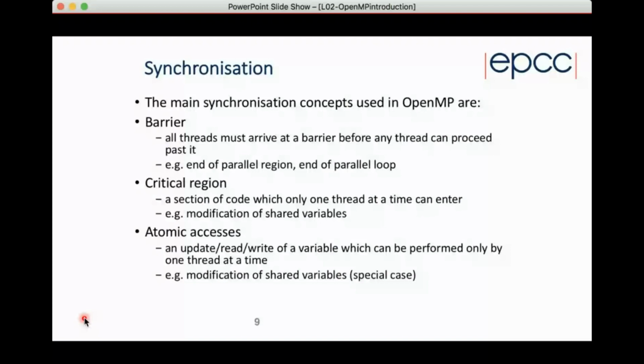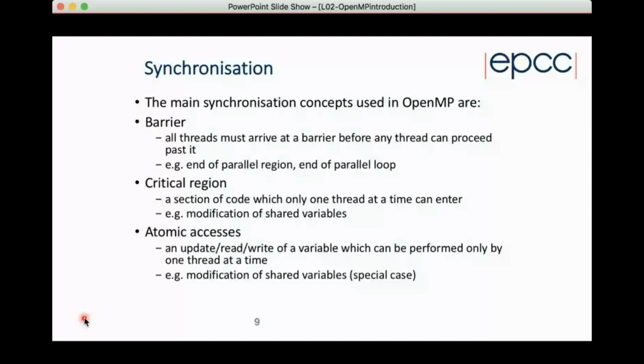And then thirdly, there's a special case of that, which is atomic access. This is an update or a read or a write of a variable which can be performed by only one thread at a time. So that's really a special case of a critical region which just consists of an access to a single variable. A general critical region can have any arbitrary code in it and access any memory it likes. An atomic access is a special case which just refers to the access to one memory location.